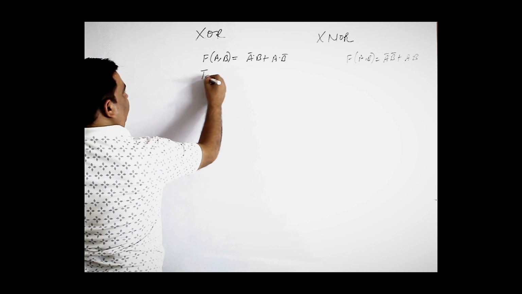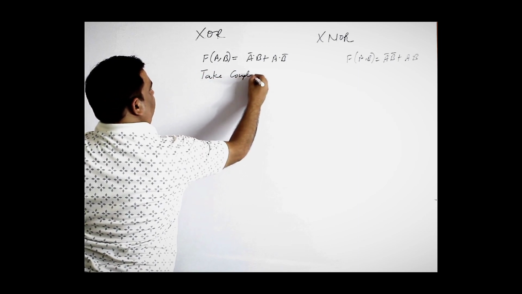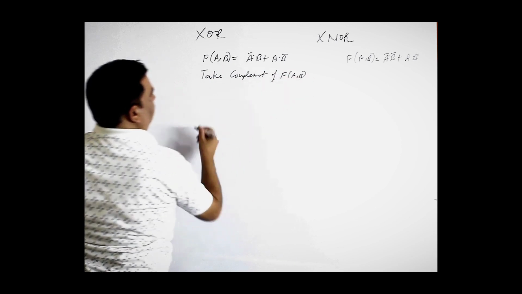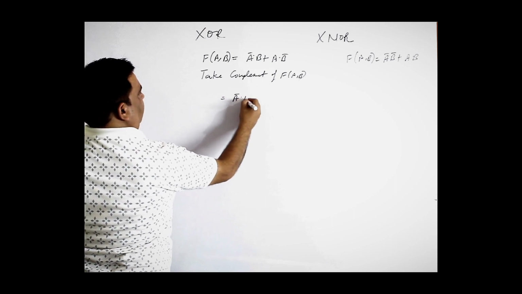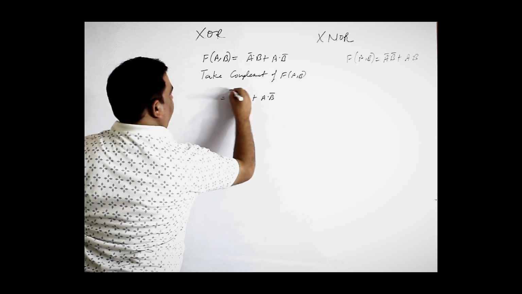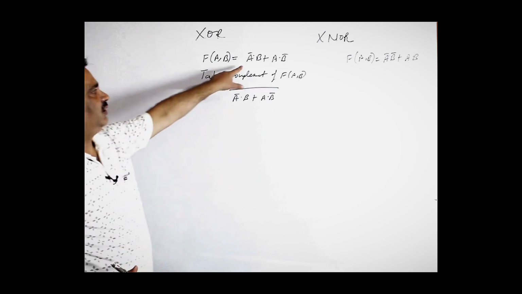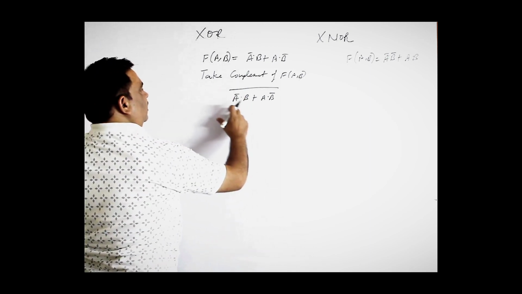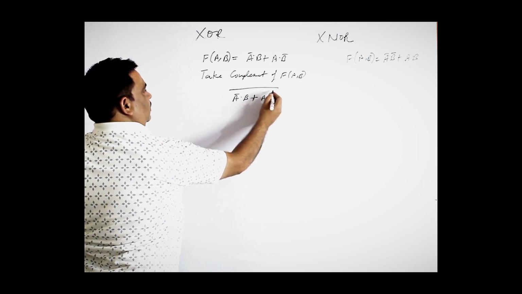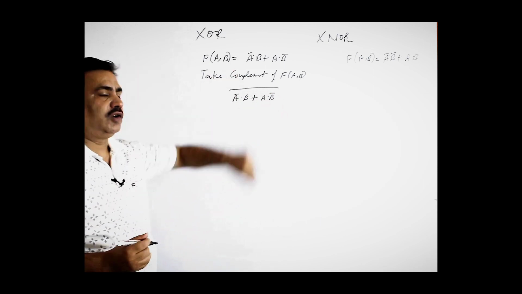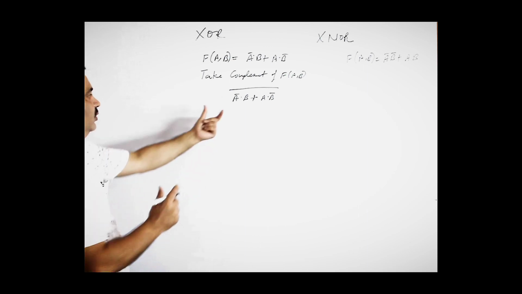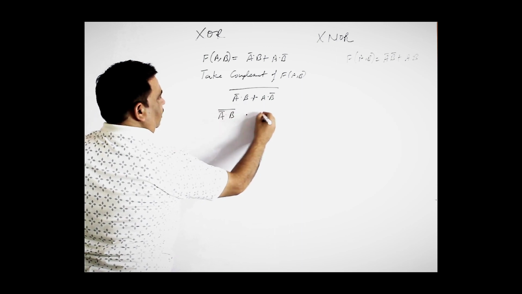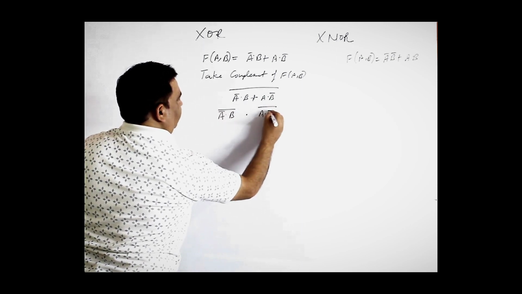So take the complement of the function. You can write A complement dot B plus A dot B complement, whole complement. For this expression I have taken the complement. Now apply De Morgan's law. Suppose this is X plus this is Y. X plus Y whole complement equals X complement dot Y complement. So here, when you expand it, it will be A complement dot B whole complement, dot, A dot B complement whole complement.